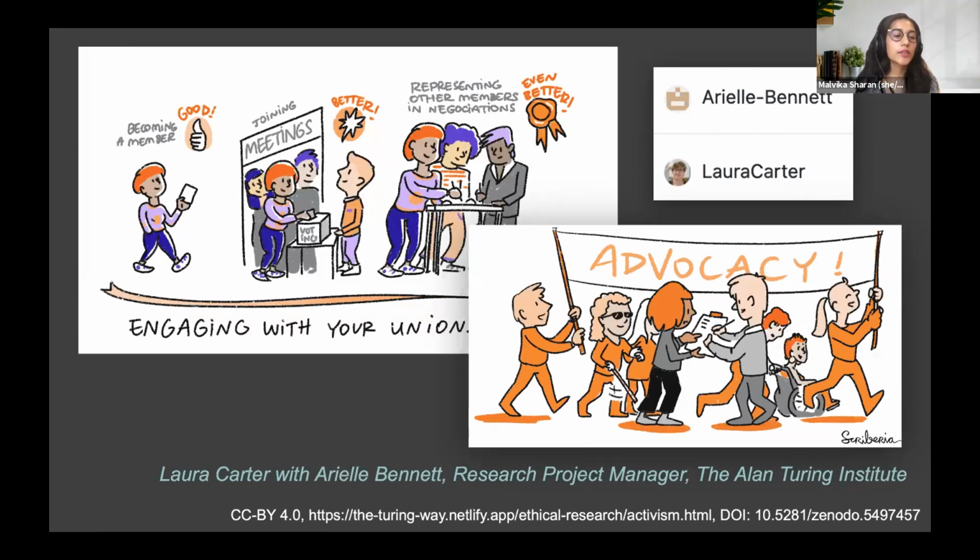The guide to ethical research includes chapters on advocacy and unions, authored and mentored by Ariel Bennett and Laura Carter. They discuss resources for workers' rights for scientists and employees in research organizations, as well as information about how you can join and support the union yourself.